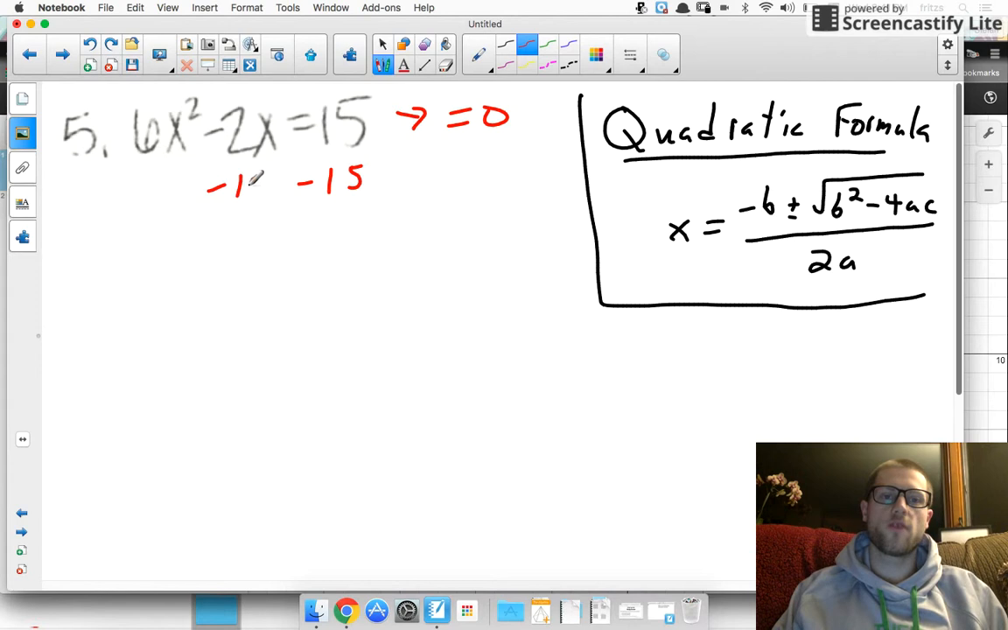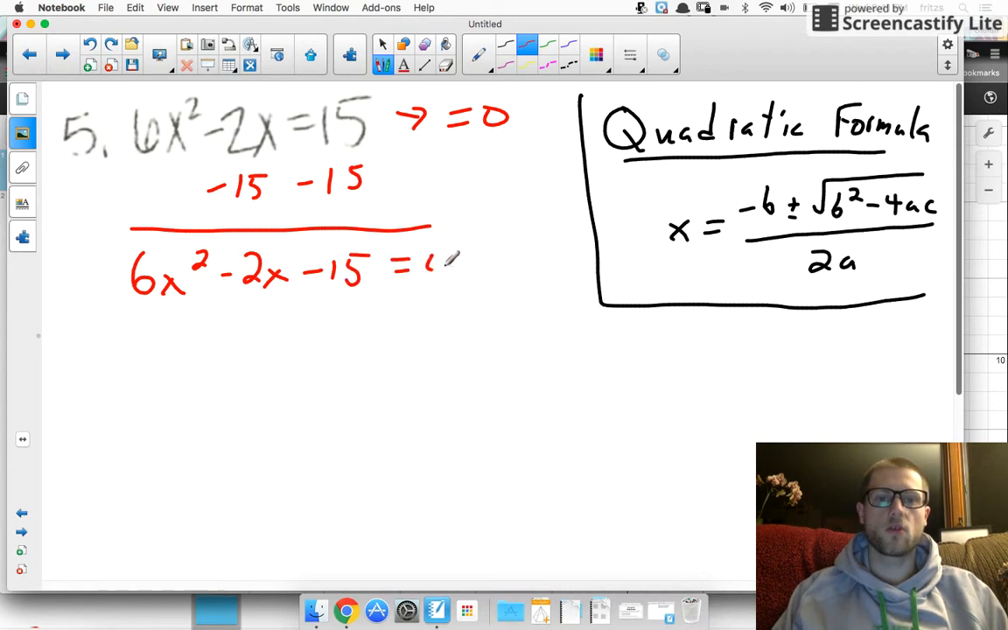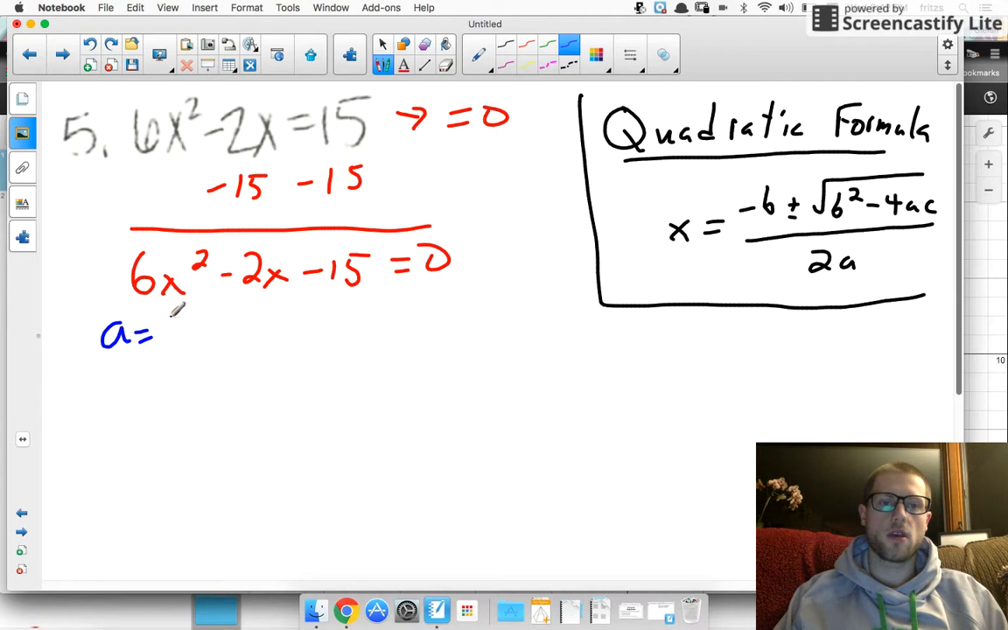I'm going to move my 15 over to the other side. So I'm going to get a 6x squared minus 2x minus 15 equals 0. Now that it's equal to 0, I can find my roots, my solutions, my zeros using the quadratic formula. So let's figure out what A is. A is 6, B is negative 2, and C is negative 15.